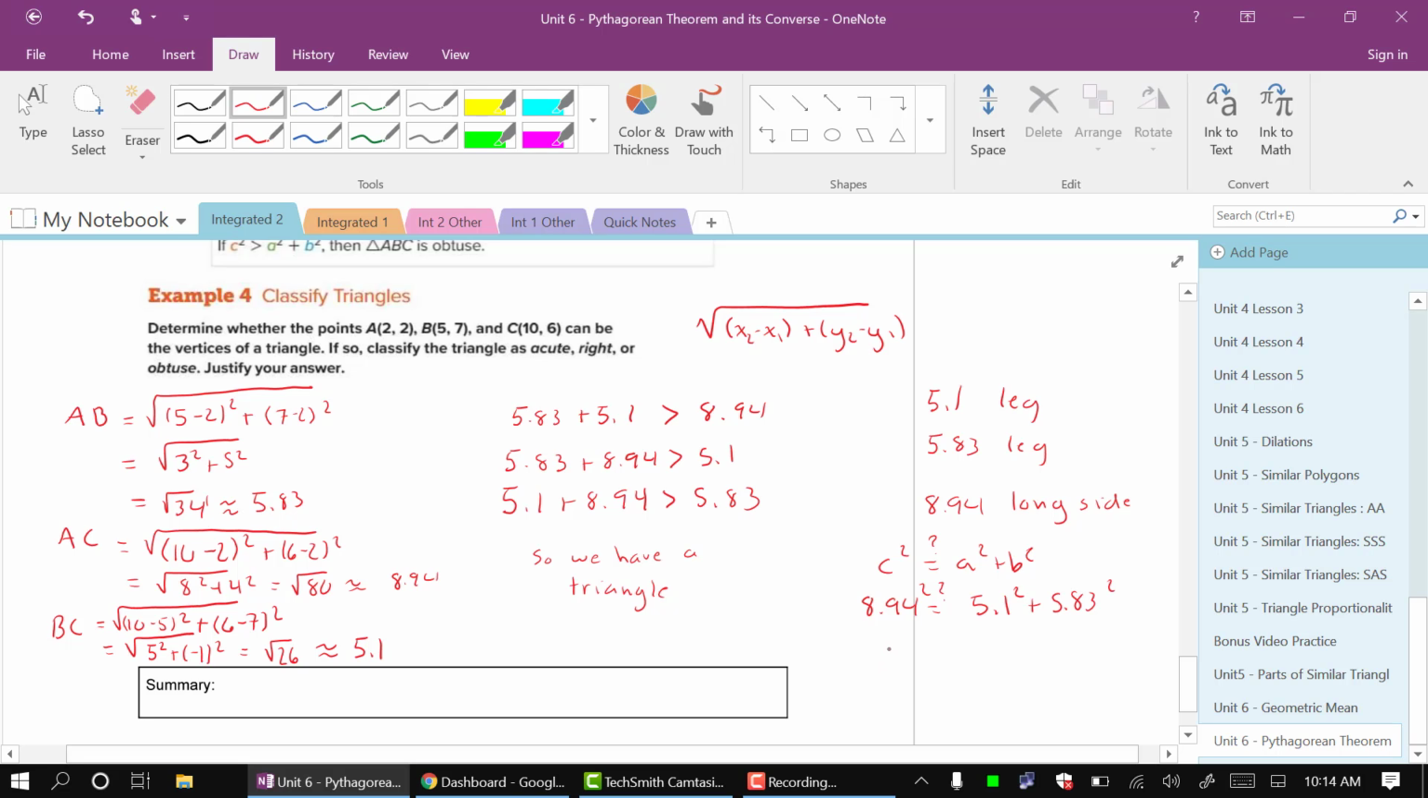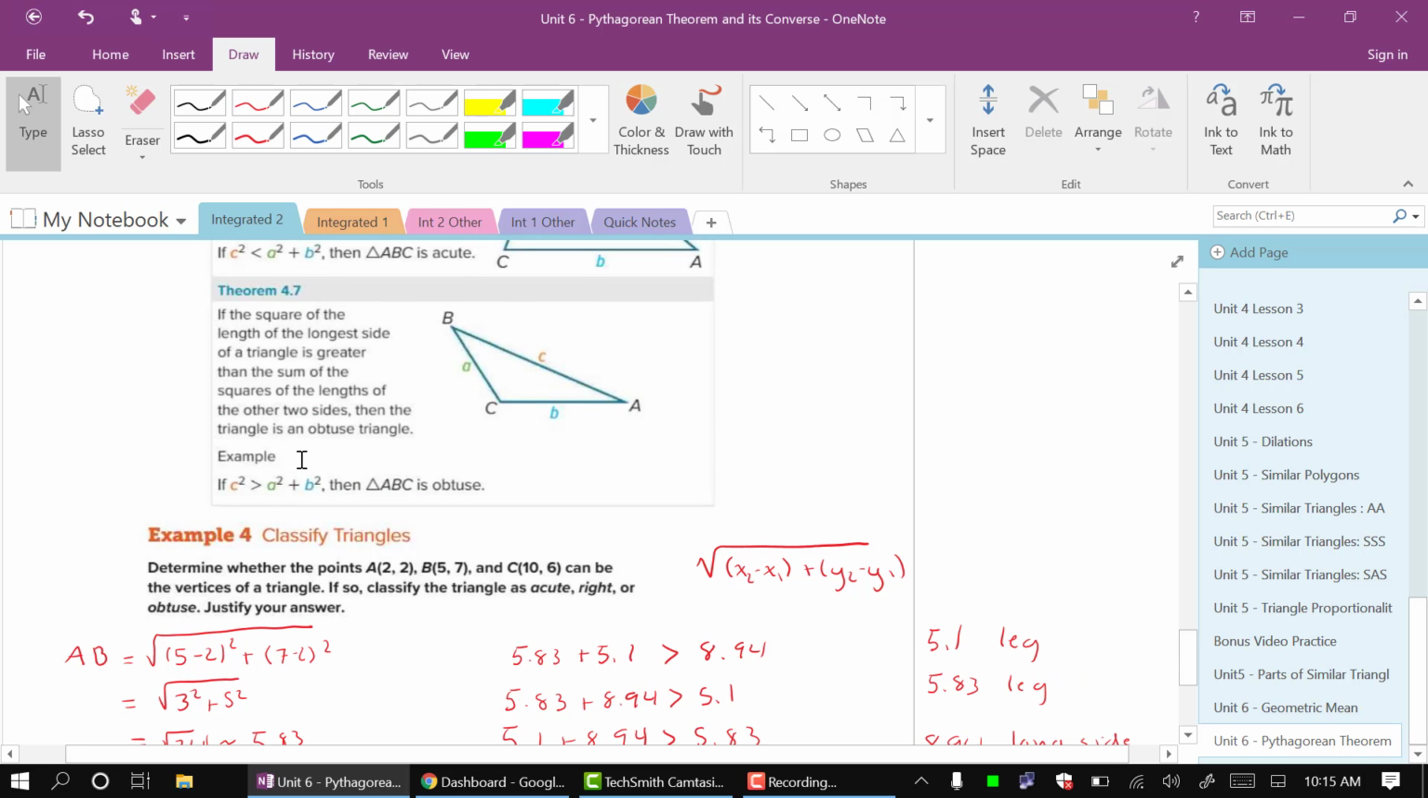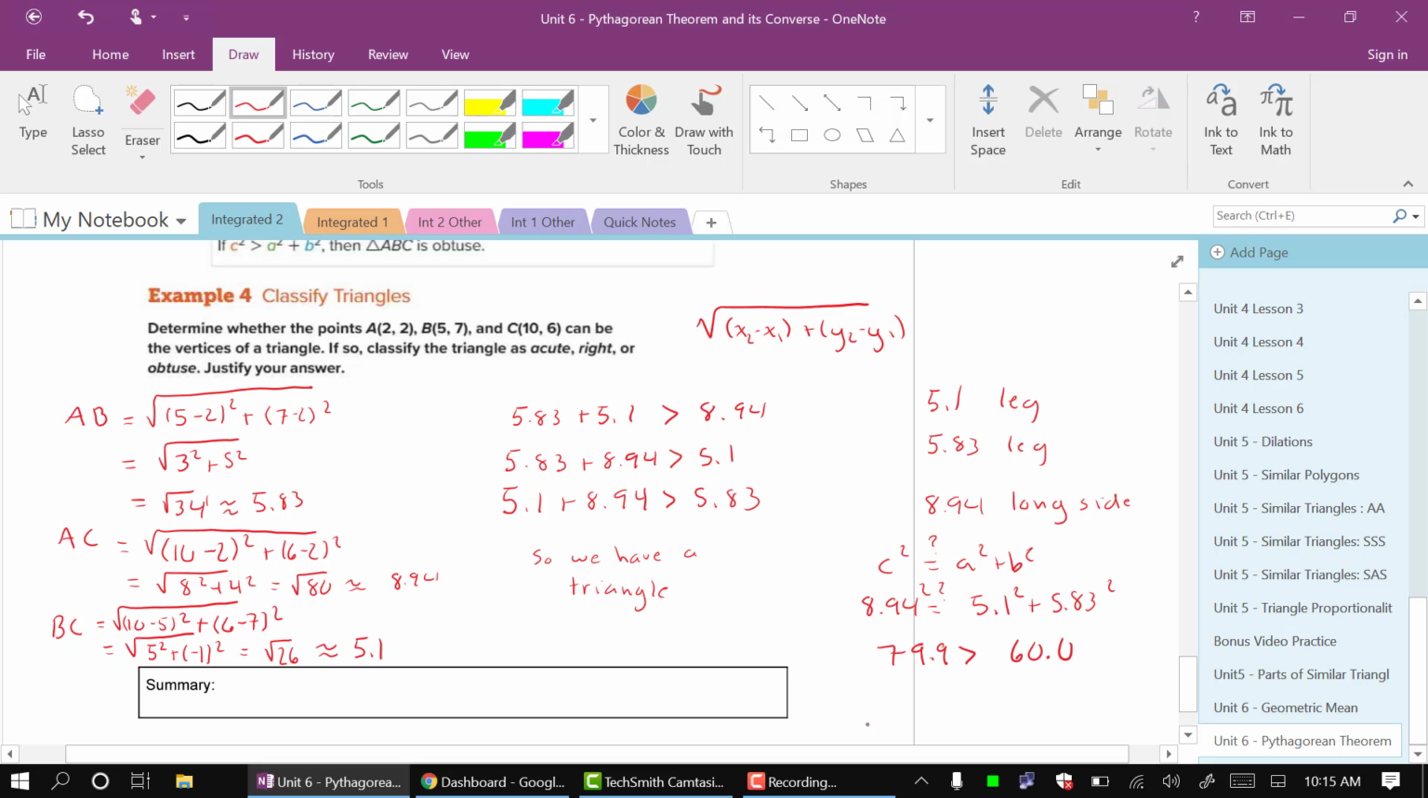That's going to give me 79.9 when I square the 8.94. When I square these two and add them together, I'm going to get 60.0. So this side, my largest side, is greater than 60. So if we look back at our theorems, if it's greater, then this is going to be an obtuse triangle. So it will not be a right triangle. It's actually going to be an obtuse triangle.